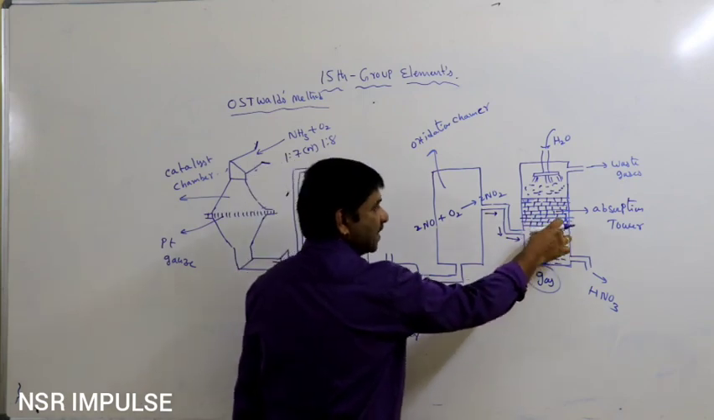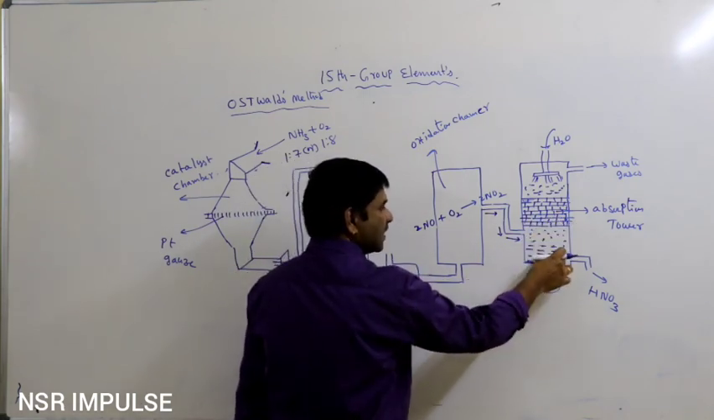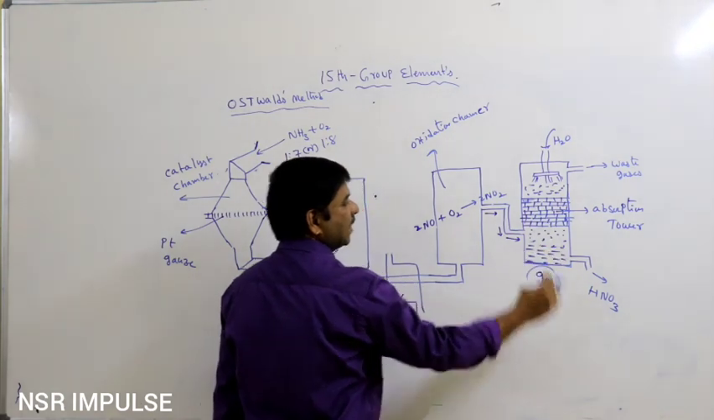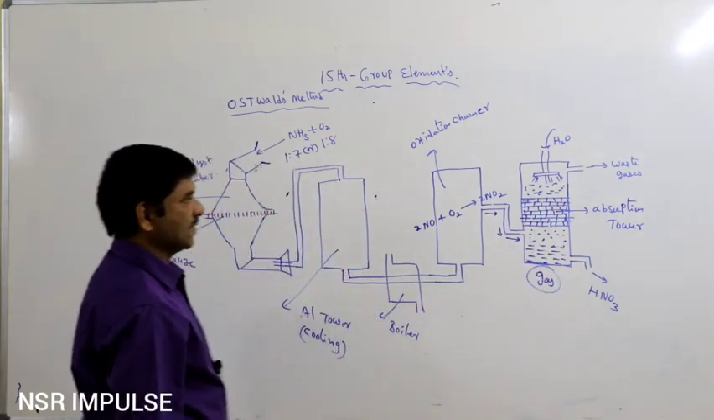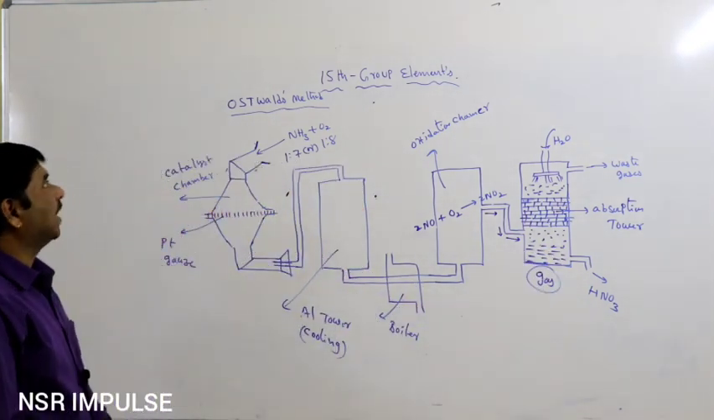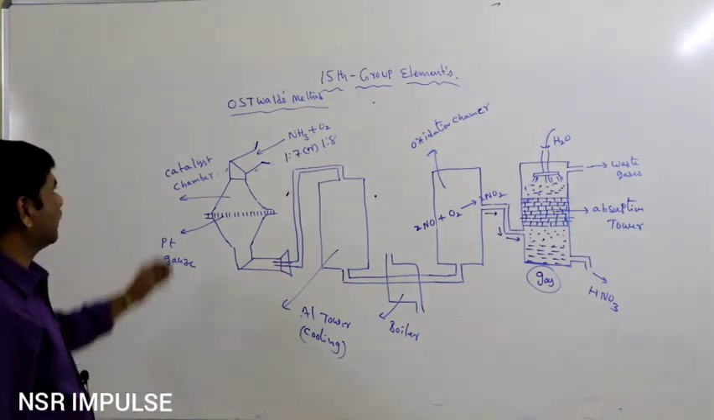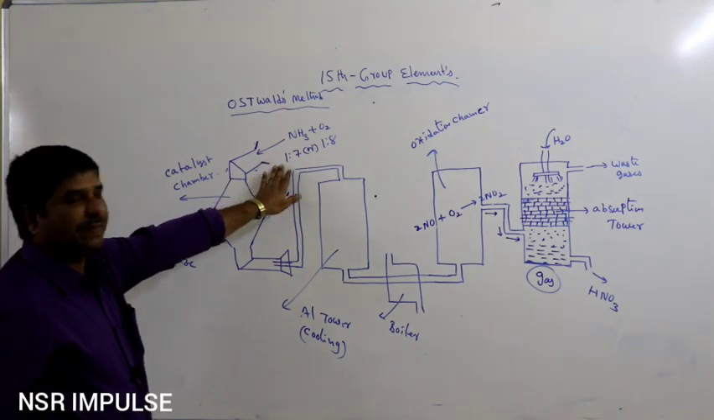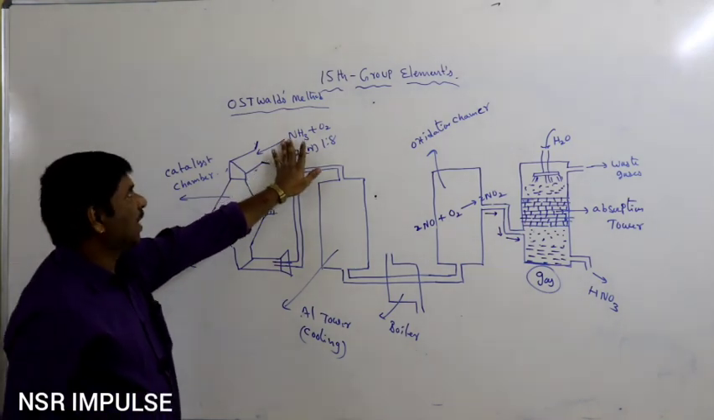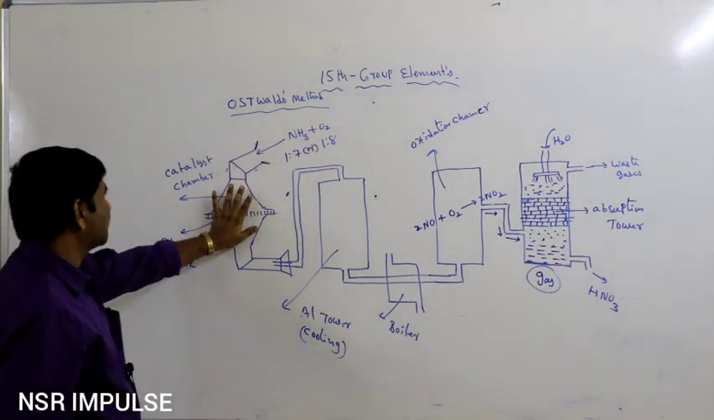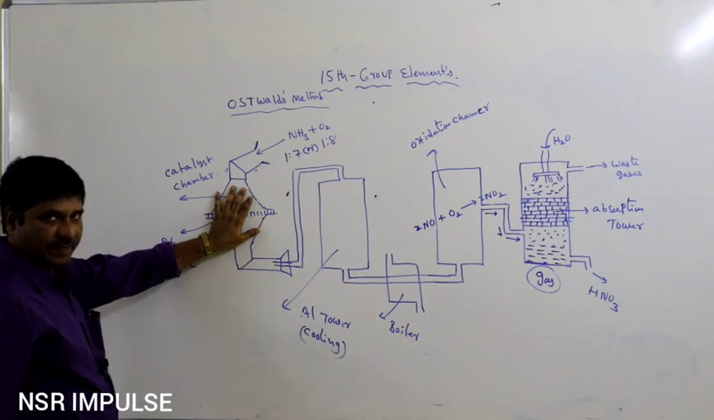This dots means nitrogen dioxide. This dots means nitric acid. Difference is like that. That is about the Ostwald's process. Repeat once again: 1:7 or 1:8 ratio, ammonia and oxygen gas pass into the catalyst chamber.